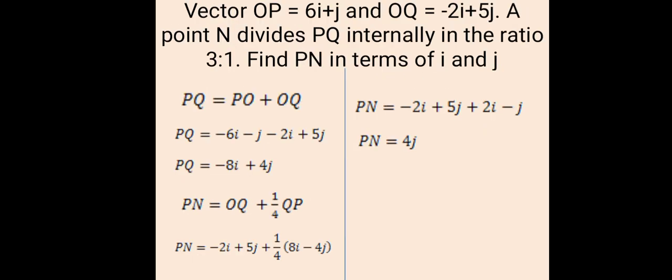Vectors OP is equal to 6i plus j and OQ is equal to -2i plus 5j. A point N divides PQ internally in the ratio of 3 to 1. Find PN in terms of i and j.